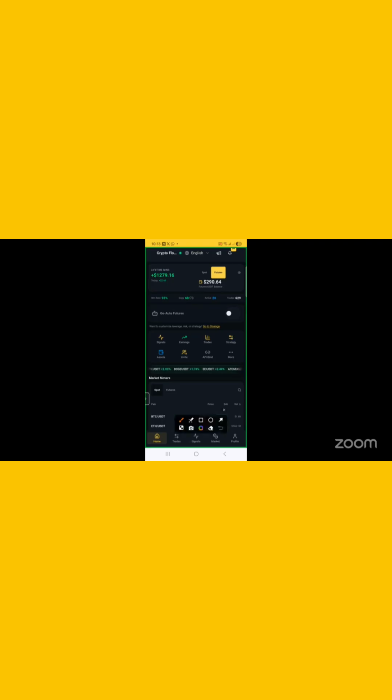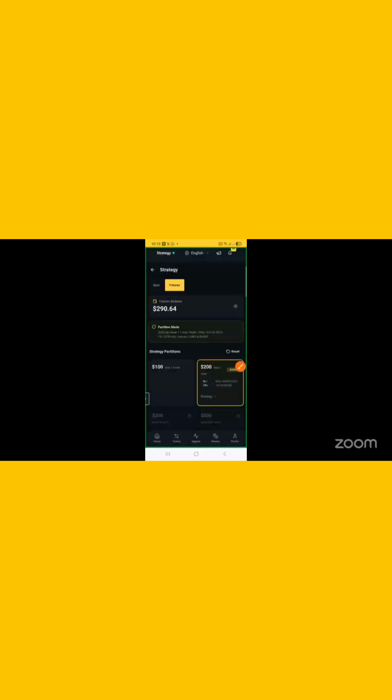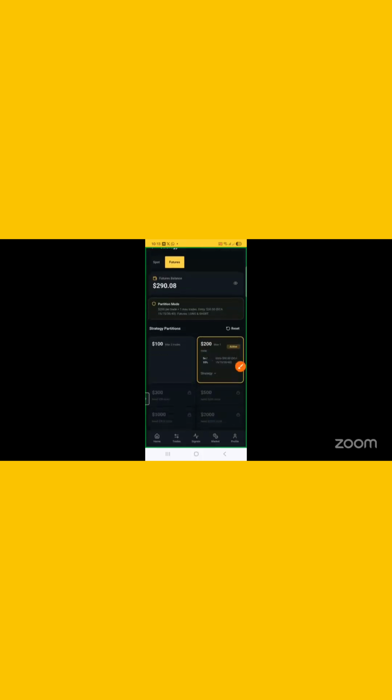Now, if you have $200 and above, and you want the bot to do everything for you, what you should do is, one, come here on strategy. When you come on strategy, it is going to show you how much money you have in your futures account. If it is spot, it's going to show you how much money you have in spot. But regardless, the method is the same. In my case, I'm in futures, and it is showing me my free money in futures right now. It is $290.